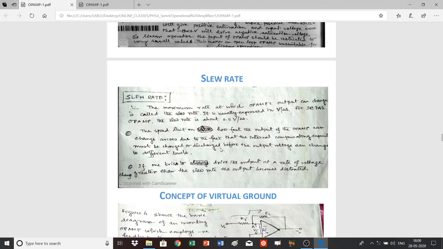So if one tries to drive the output at a rate greater than the slew rate, then the output will be distorted. So an op-amp will work very fast whenever the slew rate is very high. And in case of an ideal op-amp, you know that the slew rate is infinite, such that the output voltage can change simultaneously as the input voltages are changed.